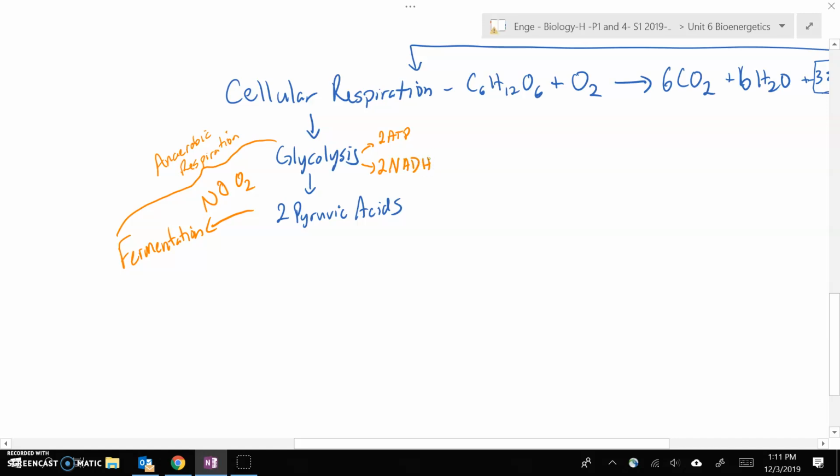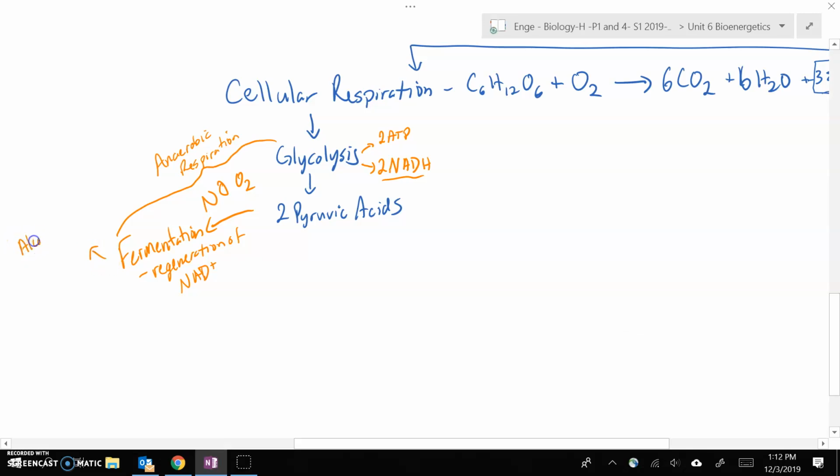Right? Now, the problem is, if we have no oxygen, we have nowhere to drop off our hydrogens. The oxygen can't take our hydrogens. So how do we get more NADH to get more ATP? We have to use fermentation. The whole point of fermentation is that it is the regeneration of NAD+. Right? So that's the whole point of fermentation.